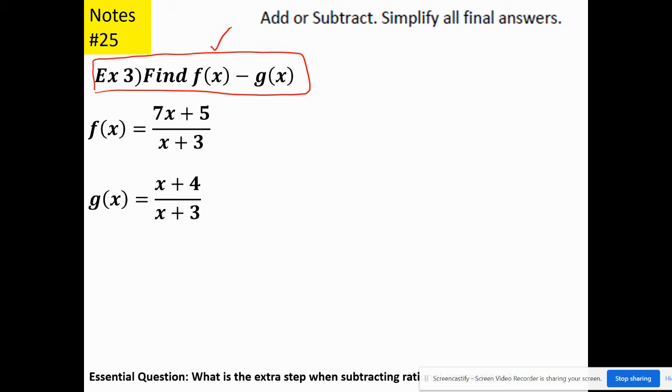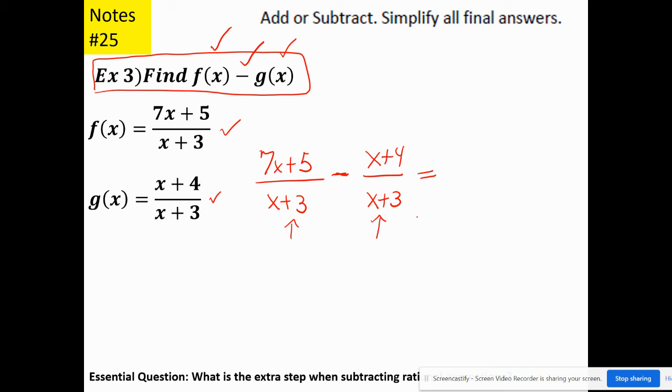So we're going to write f of x. So we're going to write this one. Minus, because this is a minus problem. And then the g of x. So this guy. All right, so we're going to check same. So let's put x plus 3 here. And then we're going to do the top.